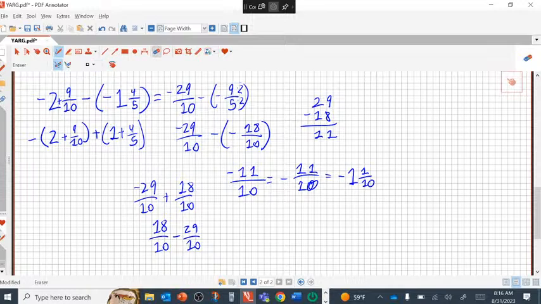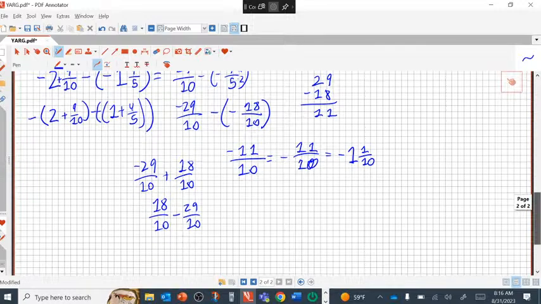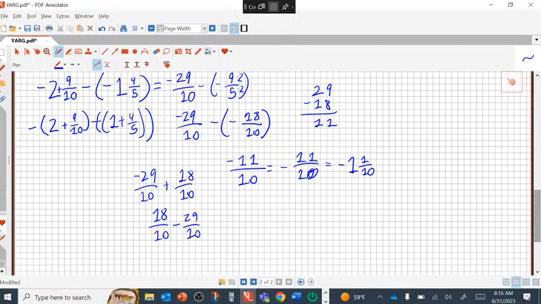Oh, hold on. So wait a minute. So shouldn't that be a minus? Oh boy, minus negative 1 and 4/5. Yeah, absolutely.